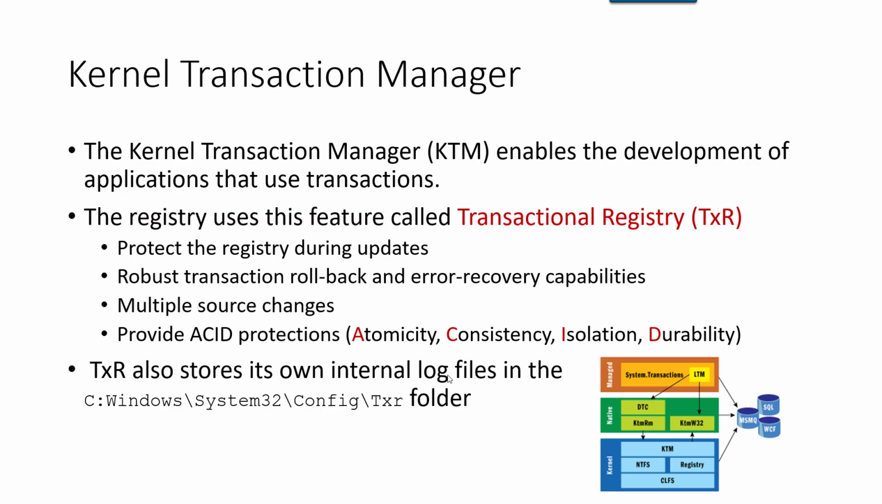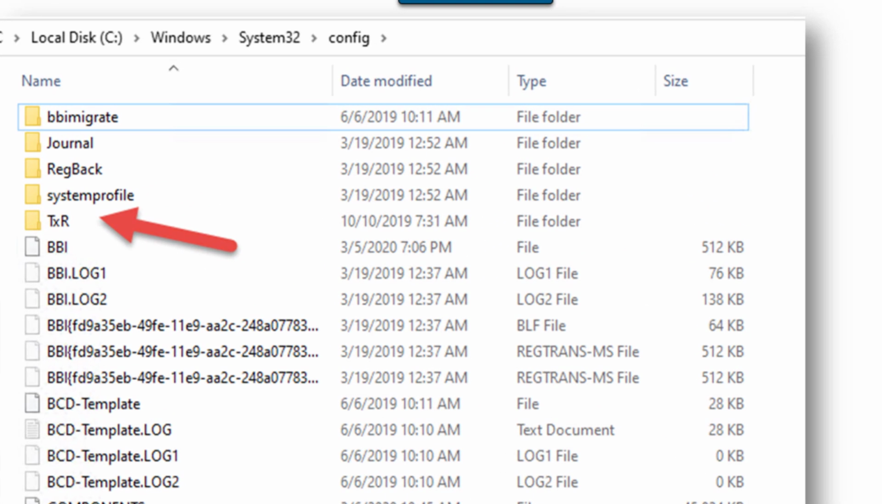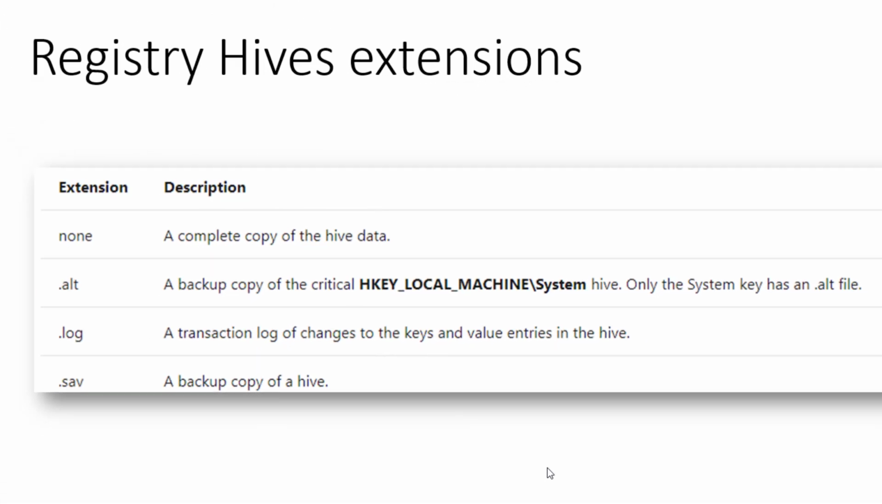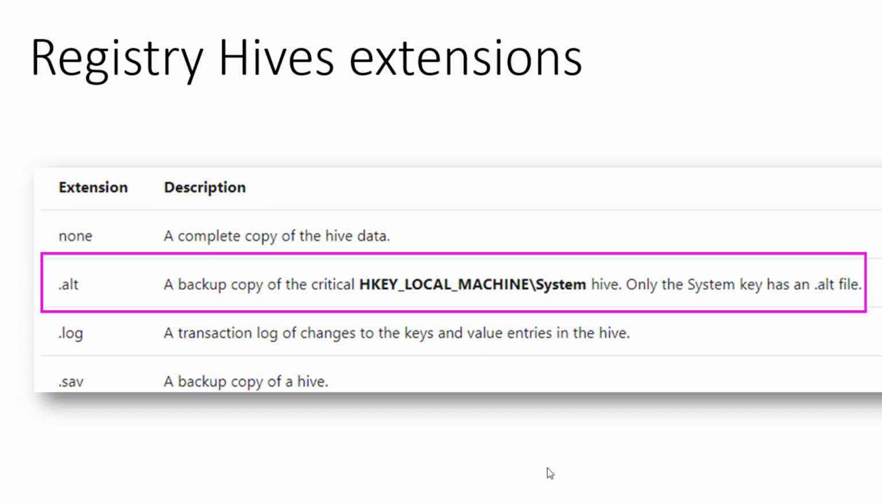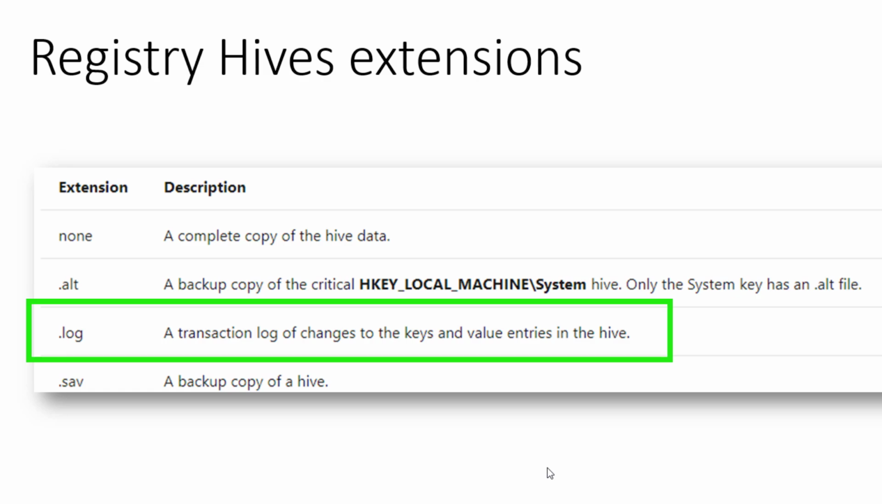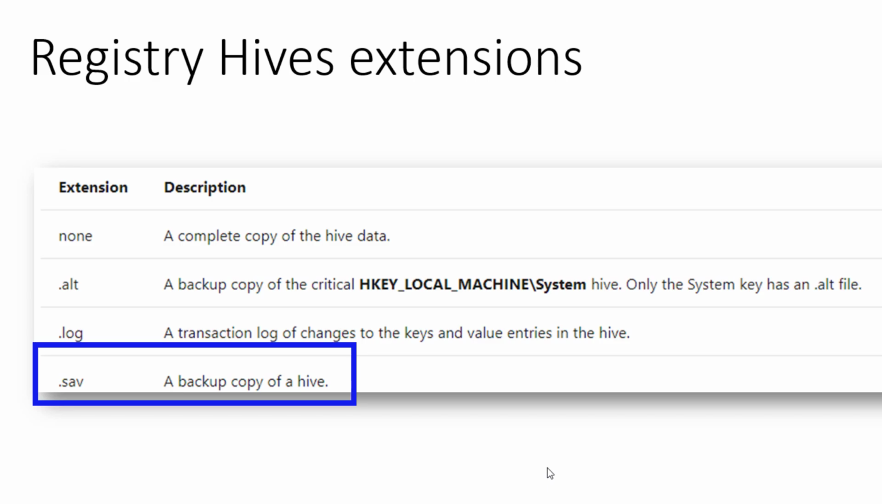Now, in the config folder is a subdirectory called TxR, and this is where the registry transactional manager stores the files that it needs to use. When you look at your config folder, you'll see your lowercase t, lowercase x, uppercase R folder. Because of this new technology, registry hives have a number of new extensions. If the registry hive has no extension, it's a complete copy of the hive. It's the actual running version of the hive. If there's a dot alt, it's a backup copy. If it's a dot log, it's a transaction log of changes to the keys and values entries in the hive. If it's a dot sav, it's a backup copy of the hive.